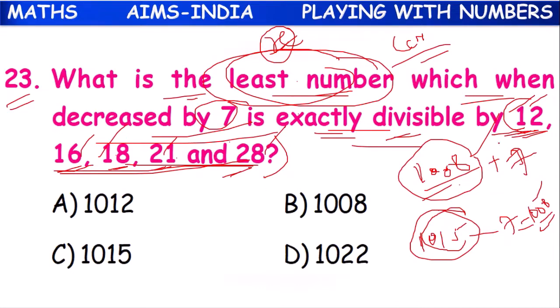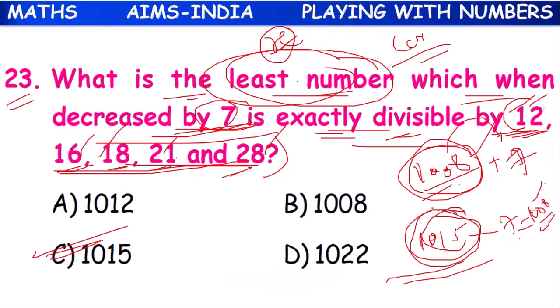Okay. First, we have to find the LCM. What is the LCM? 1008. Now, what are they asking? When decreased by 7, exactly divisible by, like that they are telling. What we have to do? We have to add, increase by 7. So 1015 is our required number. So that if we decrease 7, 1008 will come, which is divisible by all. Like that, after finding the LCM, you have to apply logic, whether to add 7 or subtract 7. So 1015, C option is the correct answer.